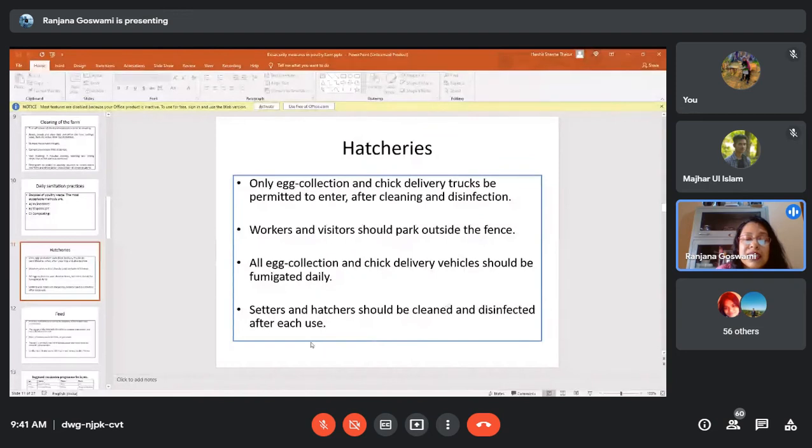Now, what are these setters and hatchers? Now, all of you know what an incubator is.